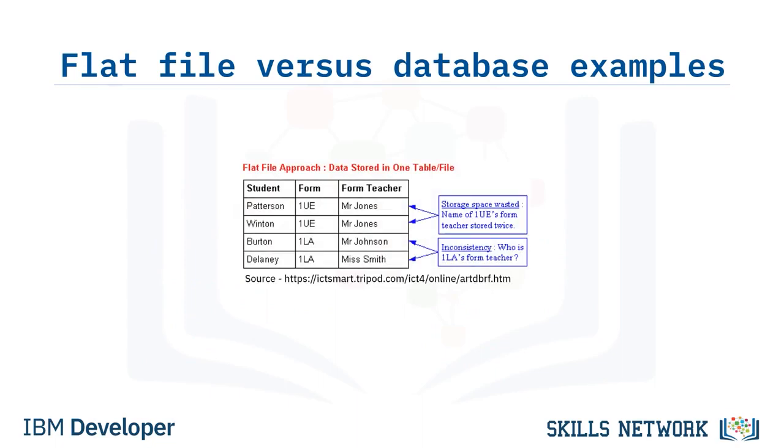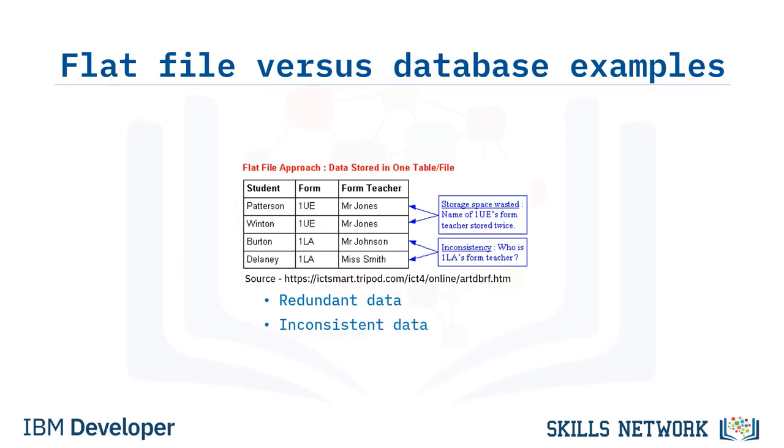Here is an example of a flat file database that stores information about students in a school, identifying their form and form teacher. There are two issues with trying to store this data in a flat file database. Redundant data. Some data can be stored more than once, wasting storage space and causing inconsistencies. And data inconsistency. Multiple tables within a database deal with the same data, but may receive it from different inputs. Data redundancy can compound data inconsistency.